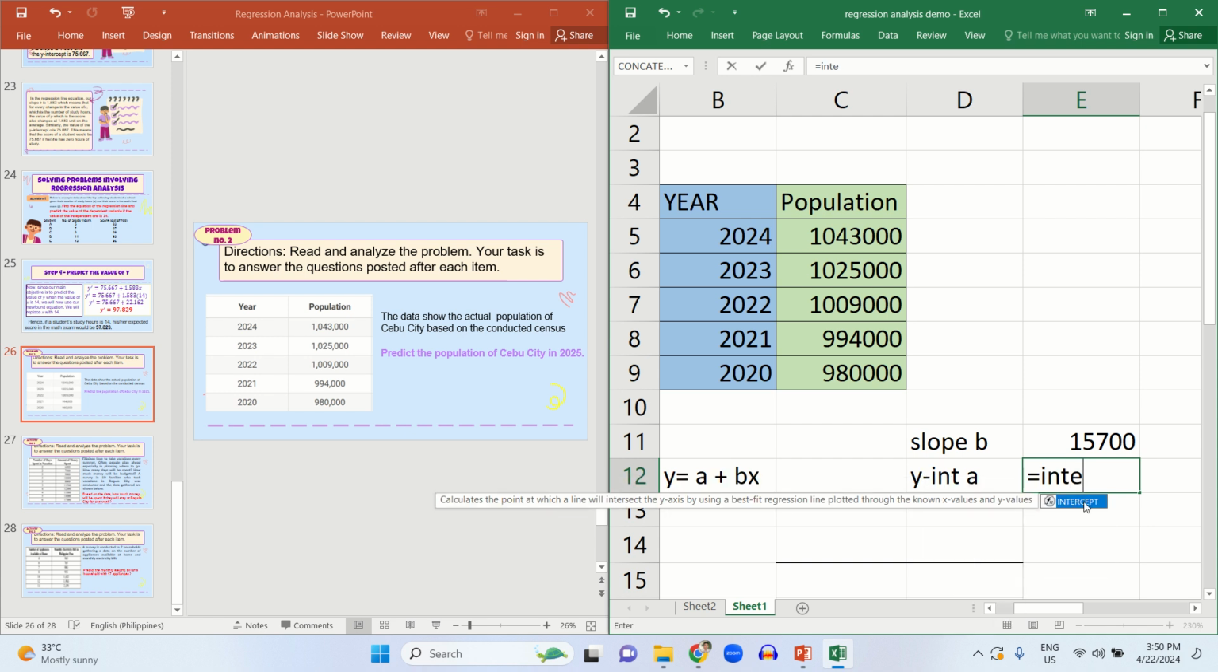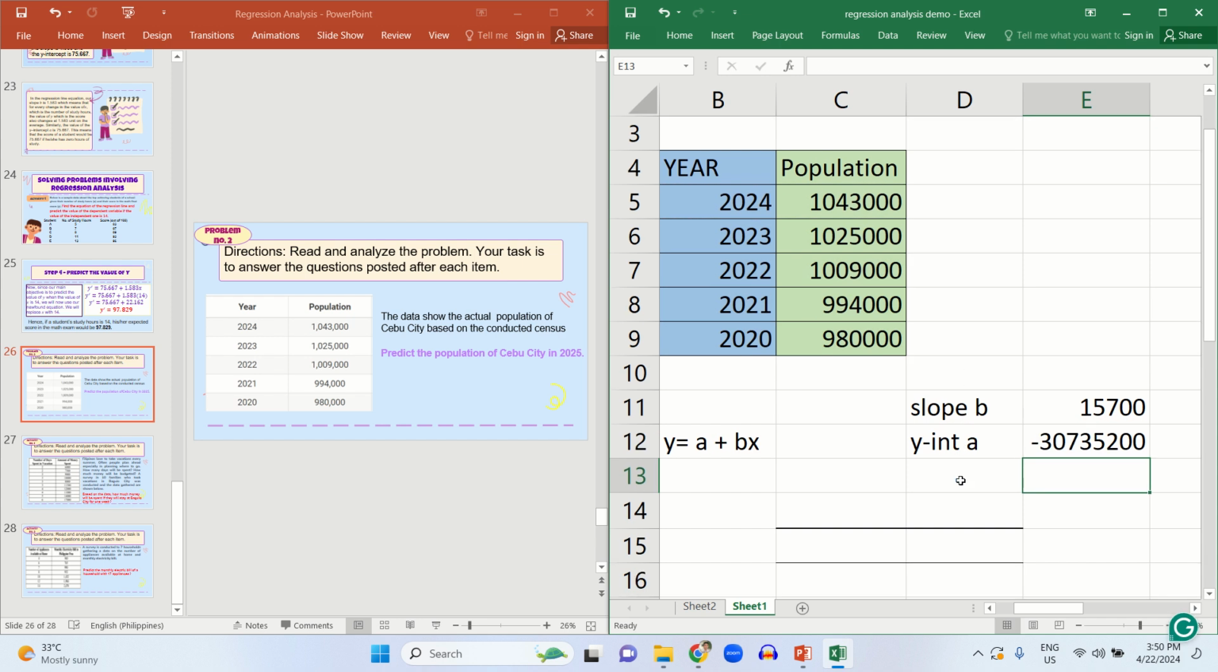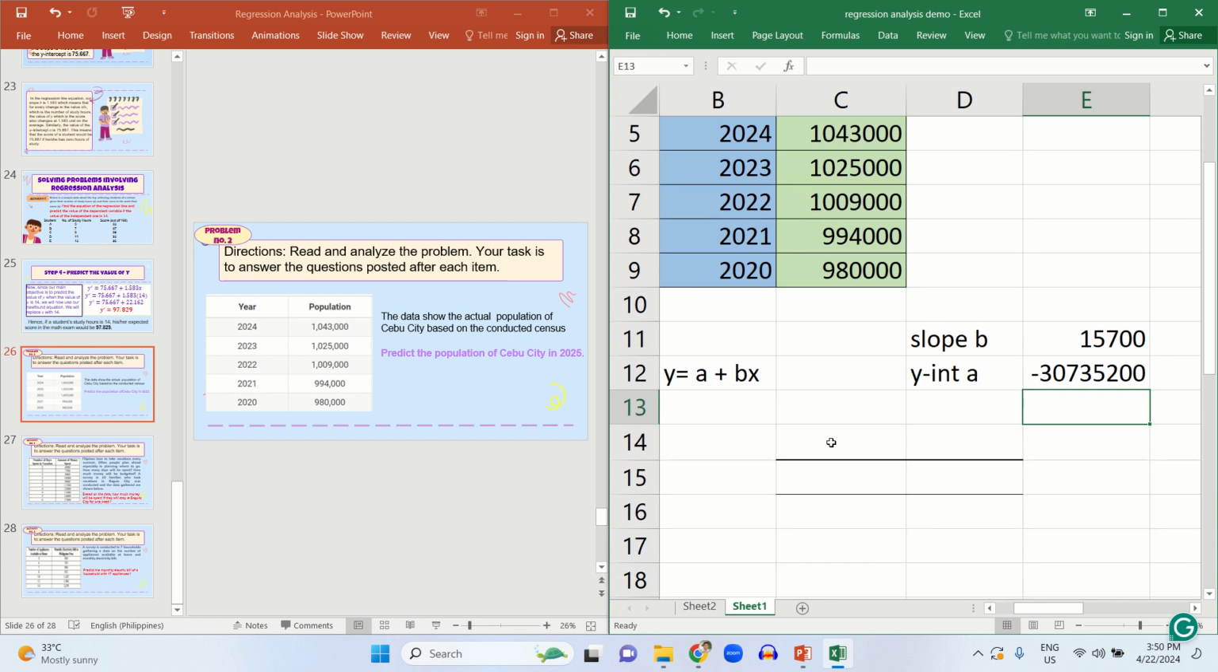While the y-intercept, very simple formula again. So you have intercept, just click that one, and the same, just highlight the y's and highlight the x's, and that is your y-intercept. Now it's time to substitute it in the formula. So you have equals A is this, plus open parenthesis, you have B, which is this, times 2025, since we're looking for 2025, and click equals.